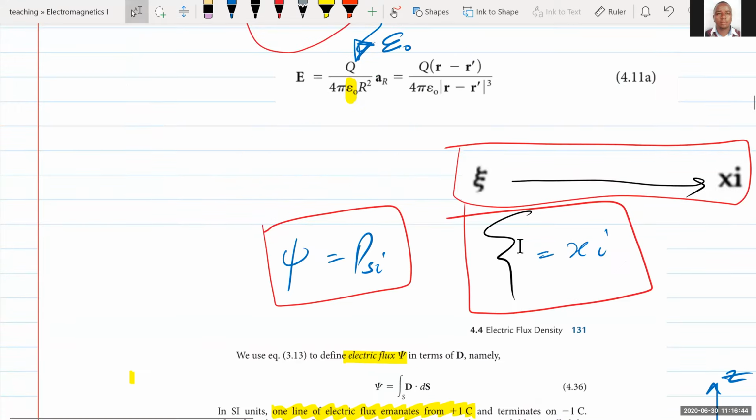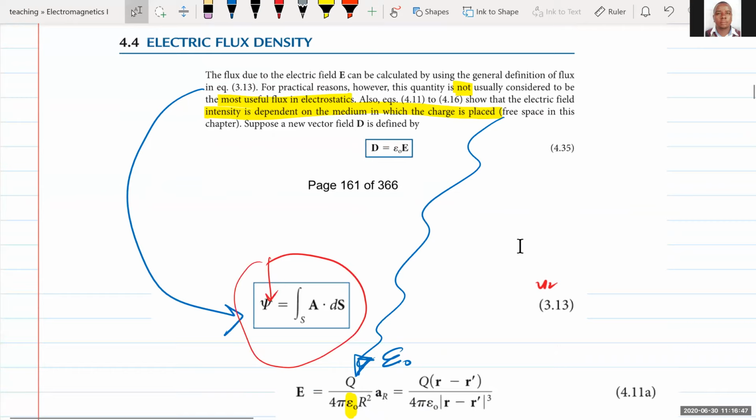Those symbols are important, and therefore we use this symbol psi to represent the flux that is passing through a surface or a volume. The general definition of the flux is defined in this equation 3.13 that I brought here for us to remember. It is normally a vector crossing through a surface, over the area of that surface. So it is the surface integral of the vector A passing through.